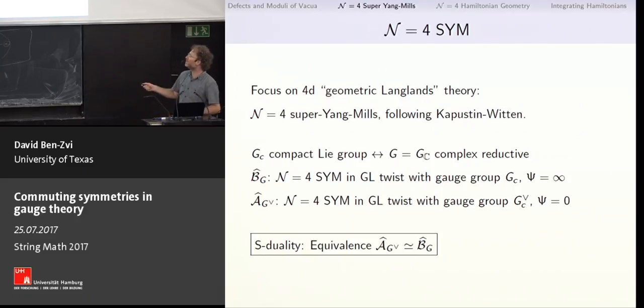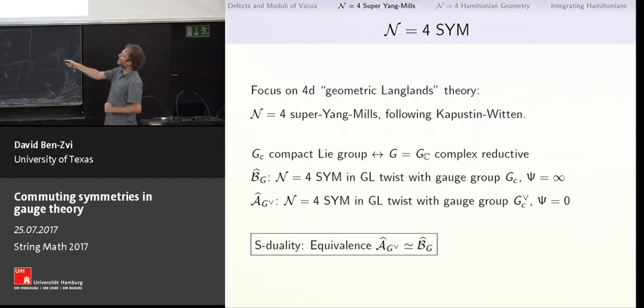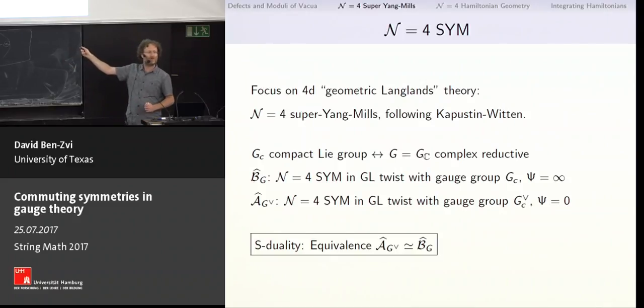So these are four-dimensional topological field theories. I'm going to fix a compact Lie group, G sub C. But my G is always going to be the complex group, so I'm going to write everything not in terms of a compact Lie group, but in terms of its complexification.